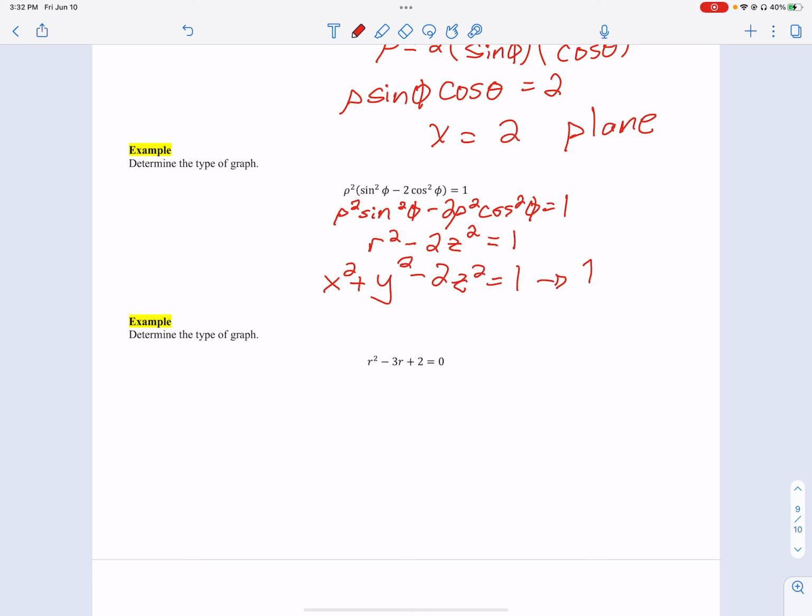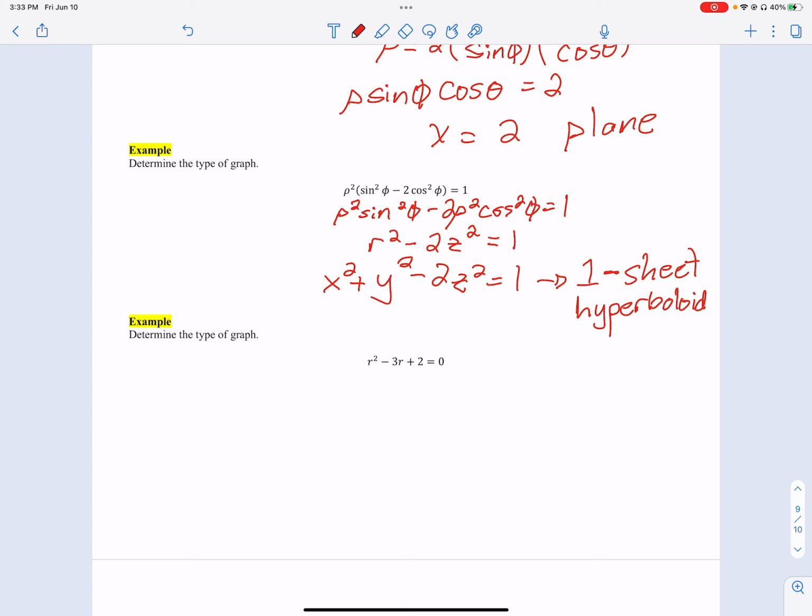From the video a couple videos ago, we have a one sheet. Hold on, oh, they went the other way, perfect. Hyperboloid. It's a one sheet hyperboloid. 2 squares with a minus, with a constant, tells me that it's a one sheet hyperboloid.